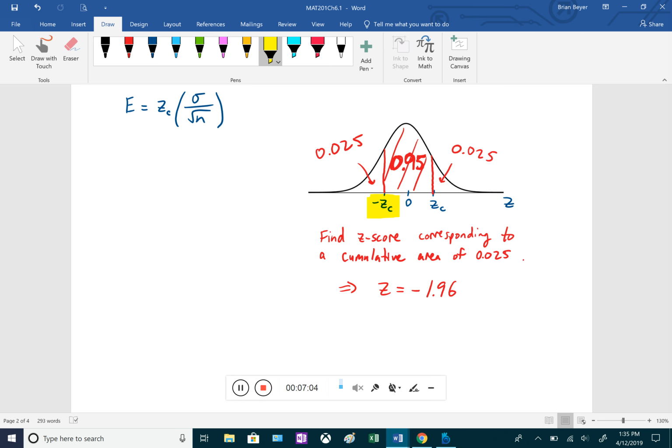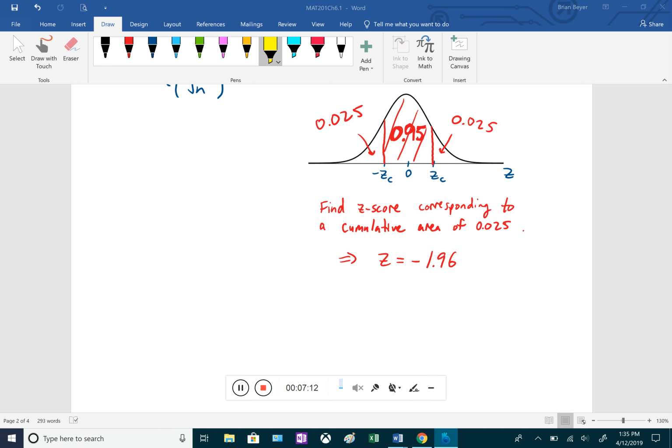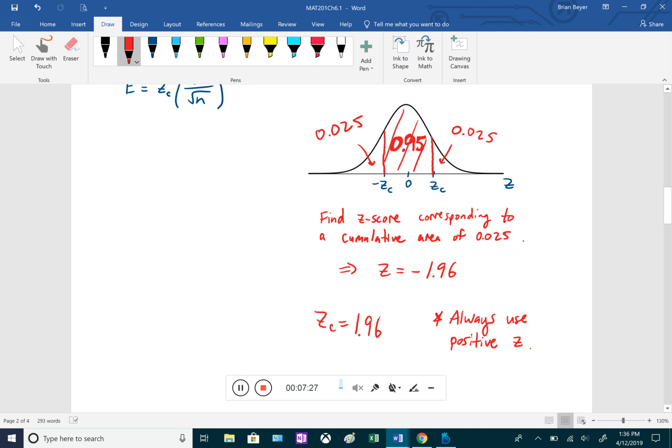So the one that we're going to be using is going to be positive. It's always going to be the positive one that we're using. So it's going to be z sub c equals positive 1.96. So I'll make a little note, always use the positive version. Okay, so that's our z that we're plugging in now.